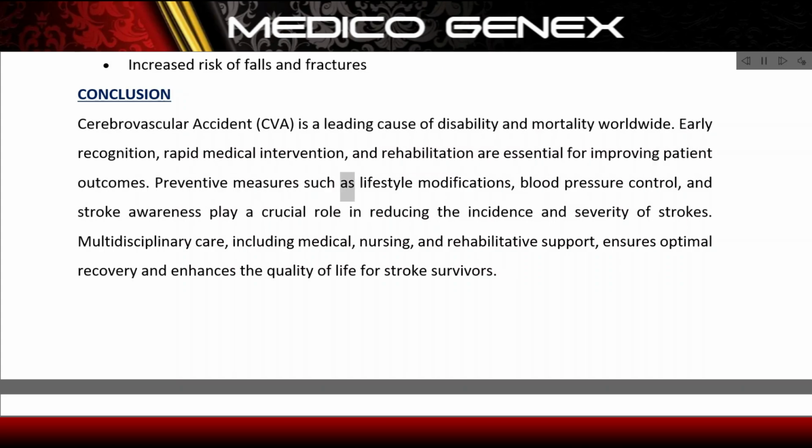Preventive measures such as lifestyle modifications, blood pressure control, and stroke awareness play a crucial role in reducing the incidence and severity of strokes. Multidisciplinary care, including medical, nursing, and rehabilitative support, ensures optimal recovery and enhances the quality of life for stroke survivors.